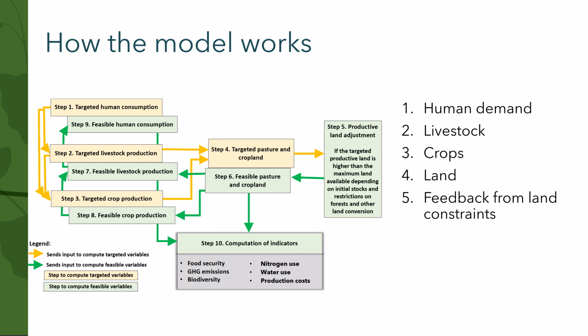Step 5 involves adjusting for land constraints, such as halting deforestation after 2030 or limiting agricultural land expansion. These land use constraints will feed back into the model, influencing the feasibility of consumption and production. After this crucial step, the model recomputes all steps in reverse to determine the feasible levels of consumption and production, and finally, the results are calculated at both the product and aggregated level.